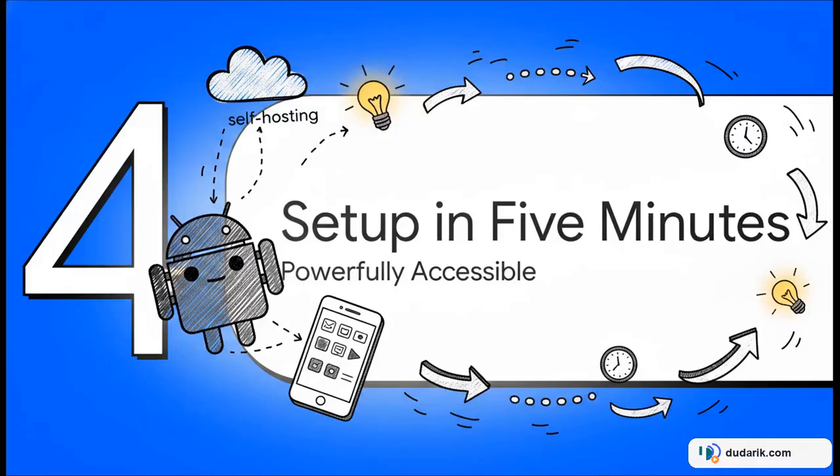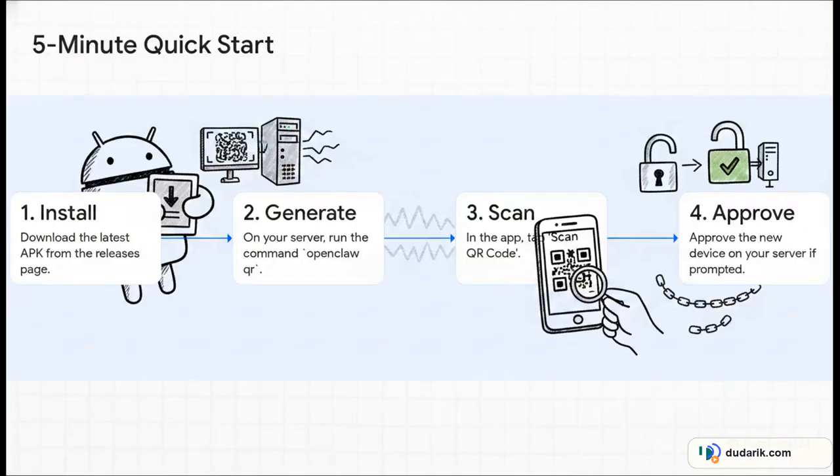So, you hear all this. System integration, on-device AI, powerful permissions. It sounds complicated, doesn't it? Well, here's the kicker. You can get this whole thing set up in like 5 minutes. Seriously. And the process is just so smooth. You just install the app, the APK, then you hop over to your server and run one little command, OpenClaw QR. A QR code pops up on your screen, you point your phone's camera at it in the app, scan it, maybe approve the new device on your server, and that's it. You're connected. It's a brilliantly simple and secure way to get everything talking.